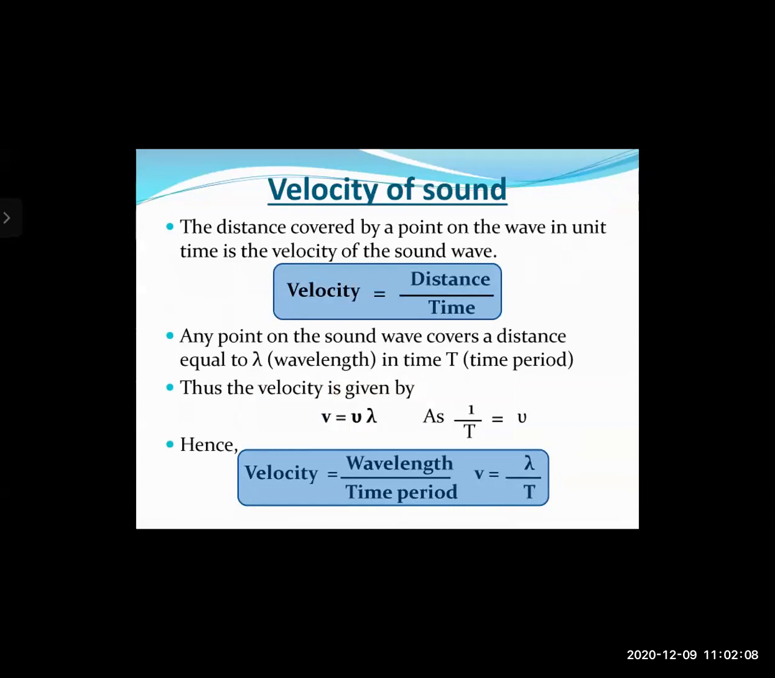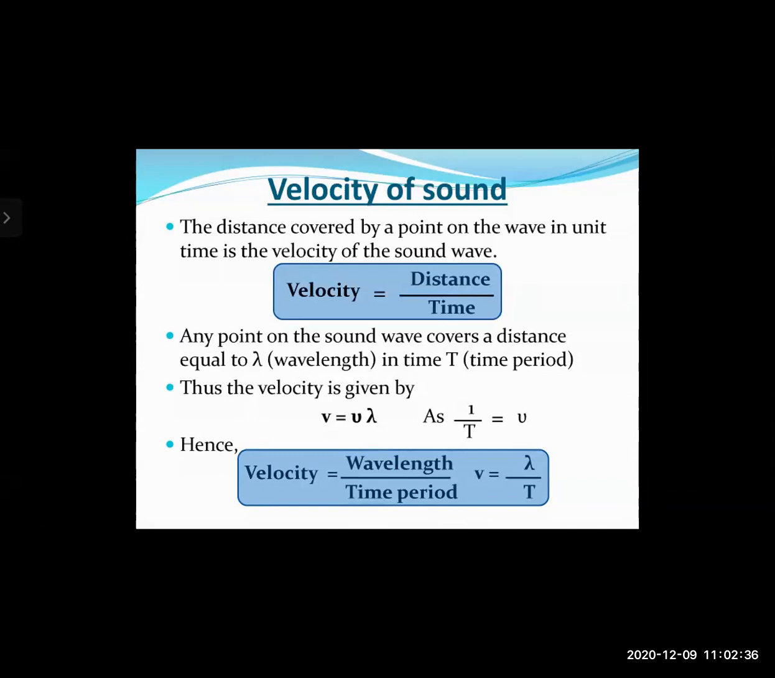The distance covered by a point on the wave in unit time is the velocity of the sound wave. We are quite aware of the formula for velocity. Velocity is given as distance upon time. Any point on the sound wave covers a distance equal to lambda, which is the wavelength, in the time t, which is the time period. We have seen the concept of time period: the time required for one complete wave to pass through.